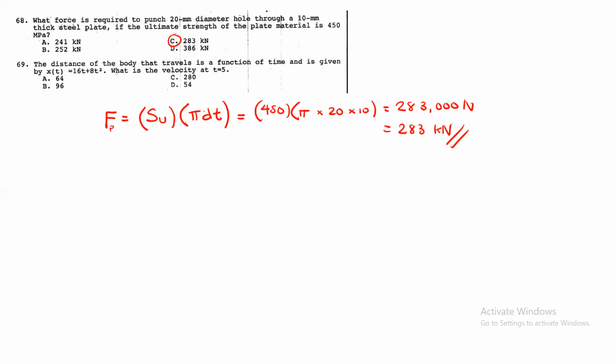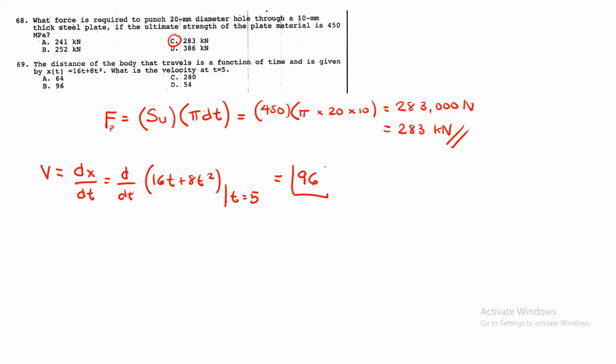Then 69, medyo madali lang to. Hinahanap lang yung velocity at time is equals to 5. So para makuha natin velocity, alam natin velocity is derivative ng distance with respect to time. So d over dt ng 16t plus 8t squared. So at t is equal to 5 seconds, equal sa 96 yan. I-calculate nyo na lang derivative with respect to t, 16t plus 8t squared, t is equal to 5. So 96. Sagot, letter B.